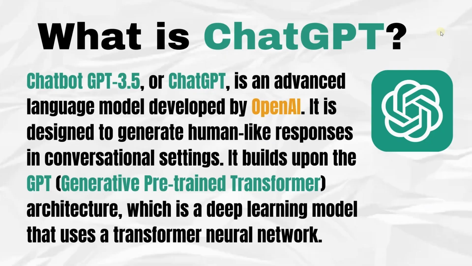What is ChatGPT? ChatGPT 3.5 is an advanced language model developed by OpenAI. It is designed to generate human-like responses in conversational settings. It builds upon the GPT. GPT stands for Generative Pre-trained Transformer architecture, which is a deep learning model that uses a transformer neural network. It means it is developed by OpenAI, and it uses a transformer neural network. Okay, so I hope you got the idea about ChatGPT.